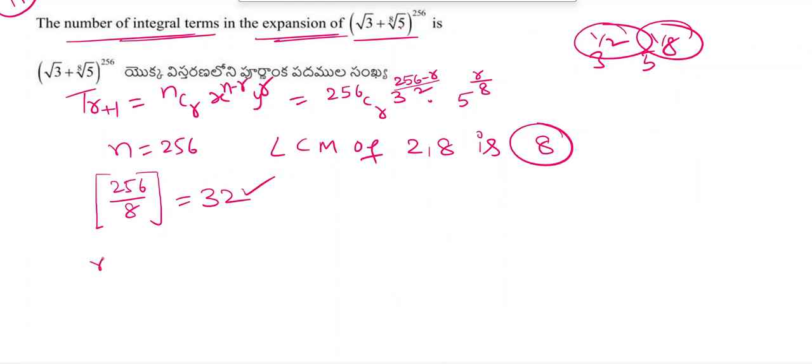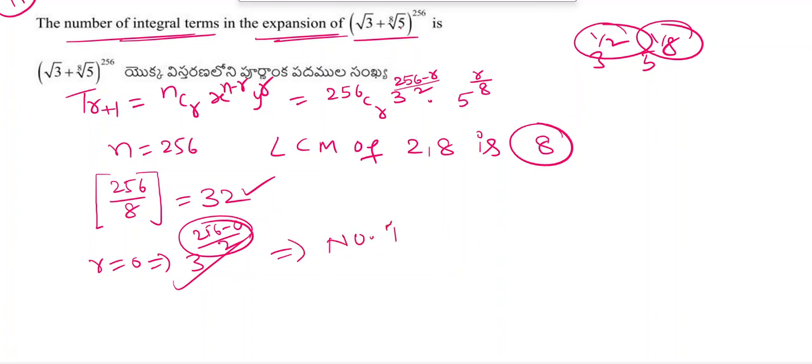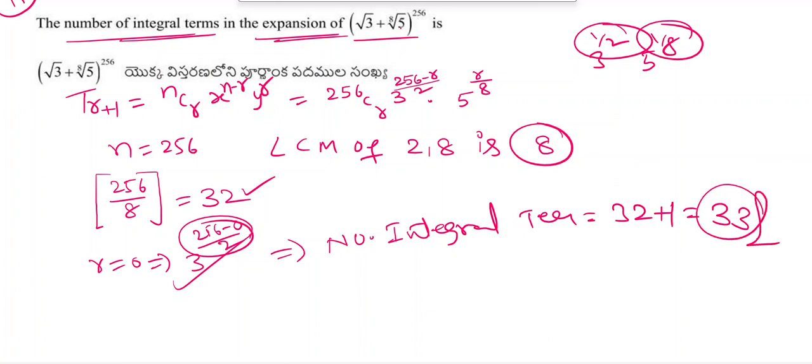Now substituting r is equal to 0 in the power of 3, that is 3 to the power of (256 minus 0) by 2. Here 256 by 2 is completely divisible. So the number of integral terms is equal to 32 plus 1, that is 33 integral terms. If 256 were not divisible by 2, we would add 0. If we add 0, we get integral values. Here 256 is completely divisible by 2, so add 1 to this 32. That is, the number of integral terms is 33.